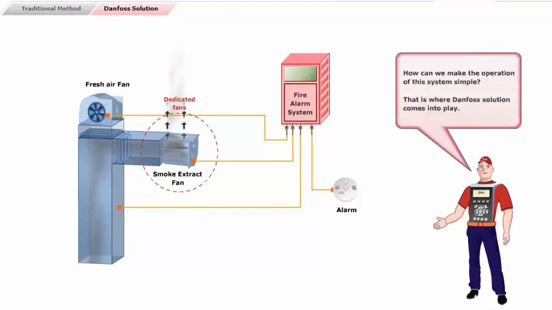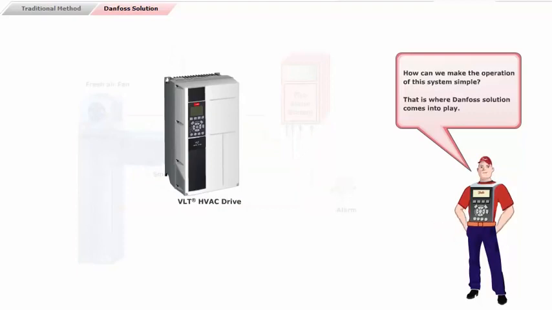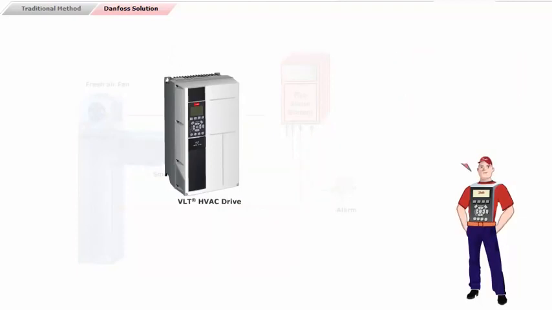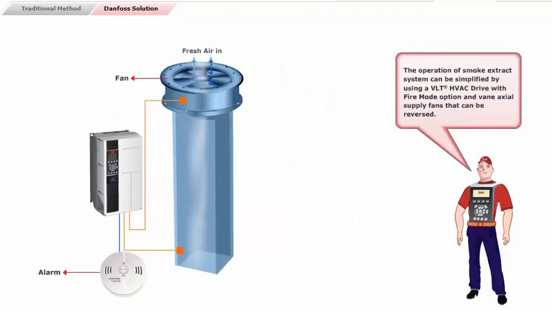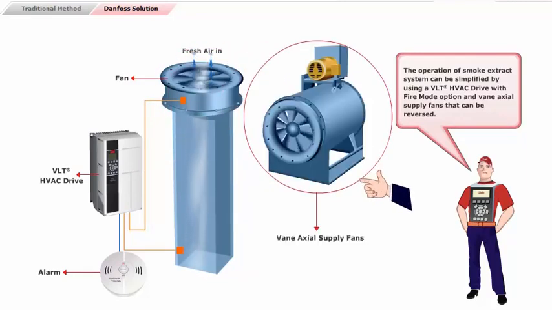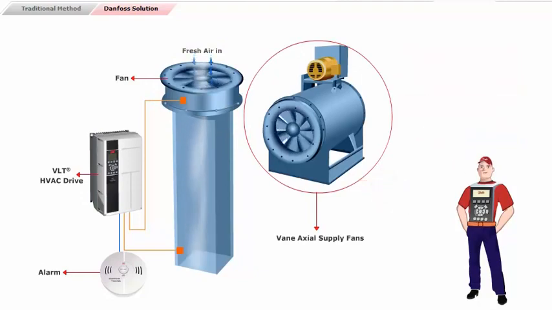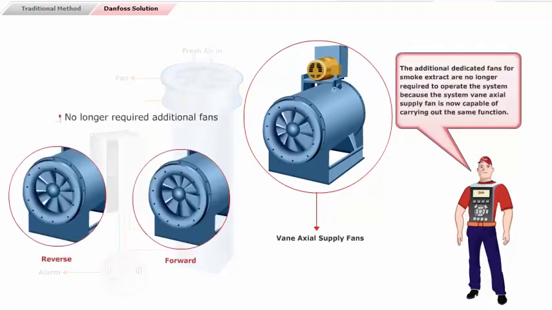How can we make the operation of the system simple? That is where the Danfoss solution comes into play. The operation of smoke extract system can be simplified by using a VLT HVAC drive with fire mode option and vane axial supply fans that can be reversed. The additional dedicated fans for smoke extract are no longer required to operate the system because the vane axial supply fan is now capable of carrying out the same function.